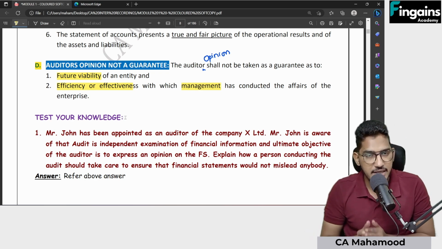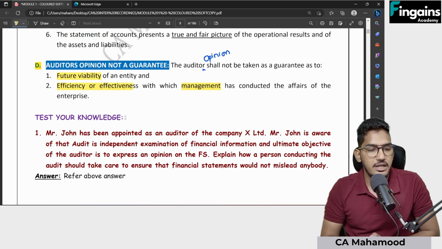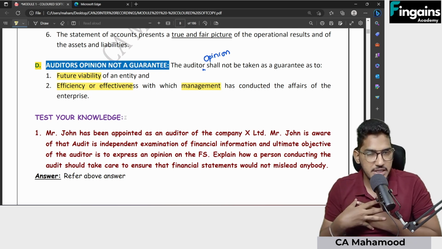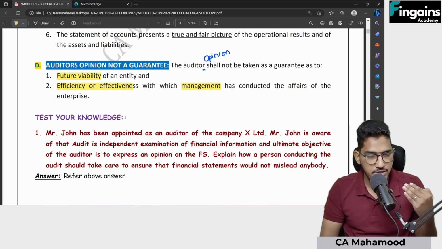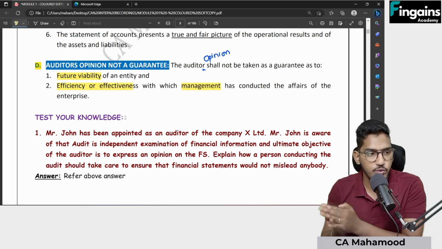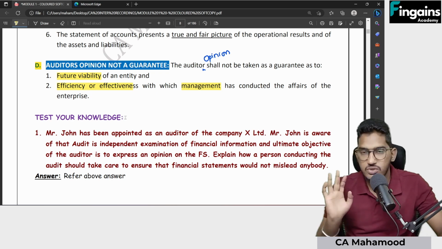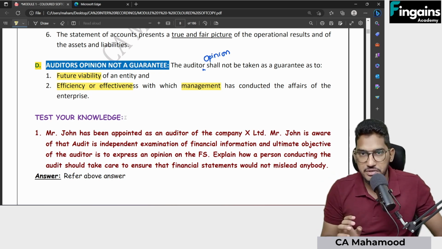It can't be taken as a guarantee regarding the efficiency and effectiveness of management. It also can't be taken as a guarantee regarding future viability. I'm just verifying historical financial information, and my opinion is just restricted to whether that historical financial information is giving a true and fair view or not. That's it. Clear?